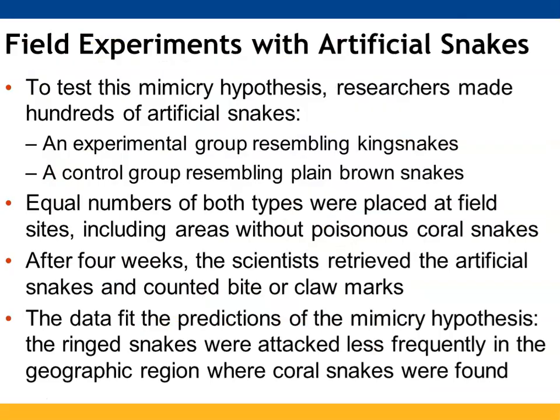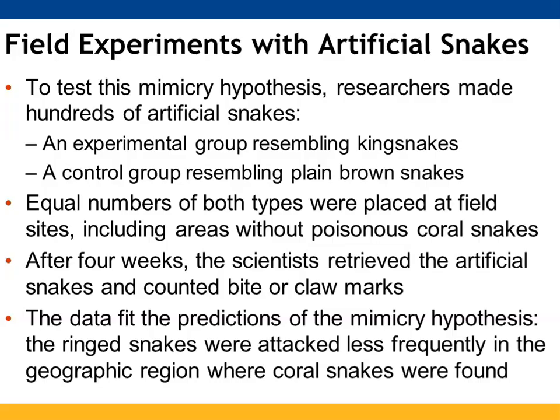So to test this, researchers made lots and lots of artificial snakes, ones that looked like the king snakes and ones that were just plain and brown. Equal numbers, again, when we're performing experiments, we want to try to minimize variables. Equal numbers were placed at different field sites, including areas that did not have these poisonous coral snakes. After a period of time, scientists retrieved the snakes, counted the bites or claw marks, and the data that they gathered did fit the predictions of the mimicry hypothesis.